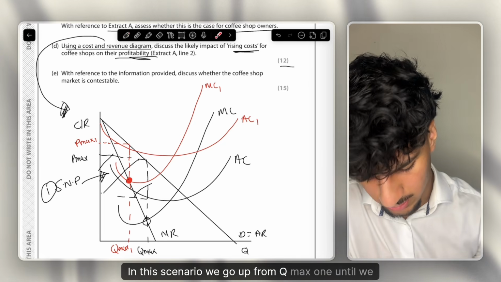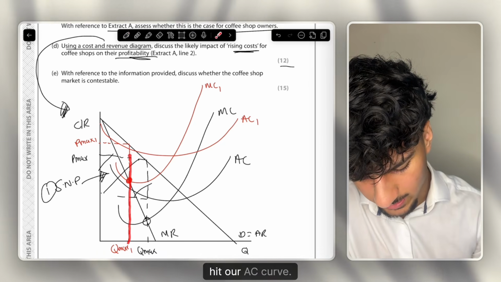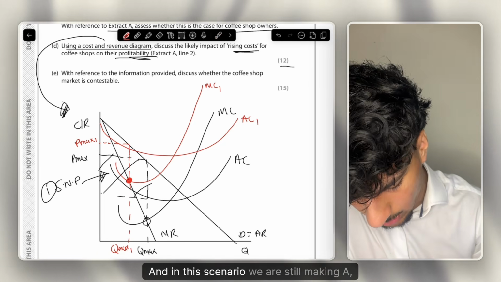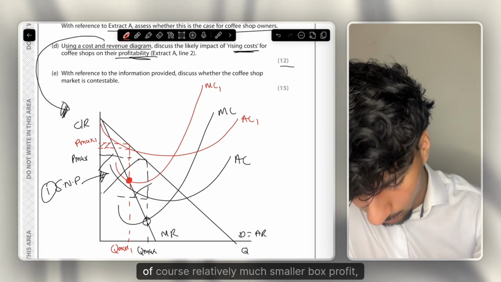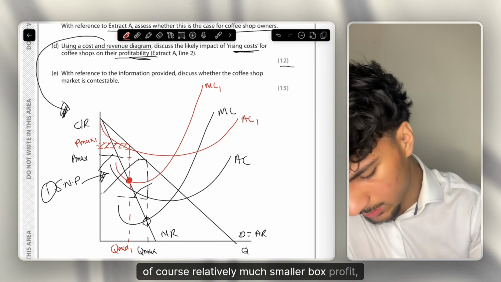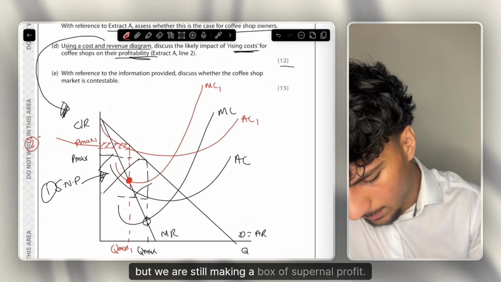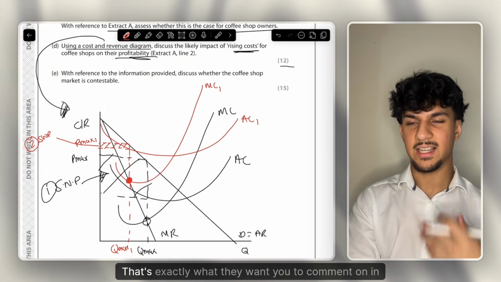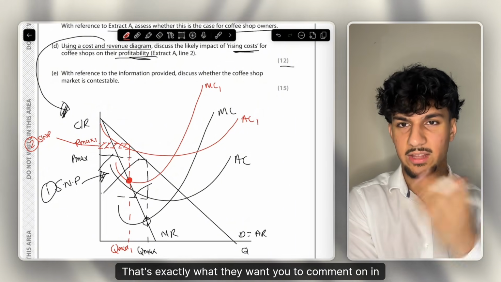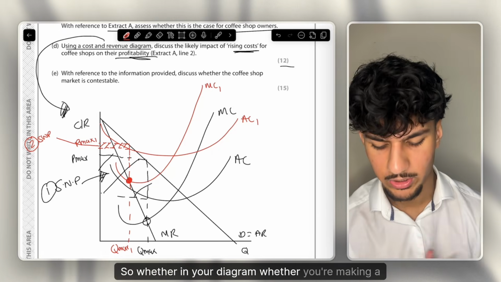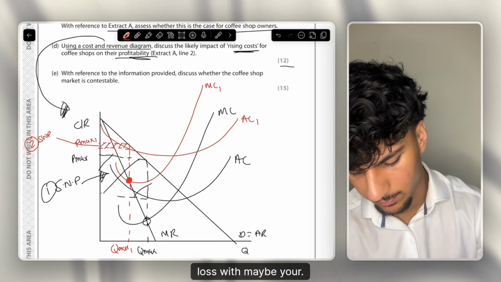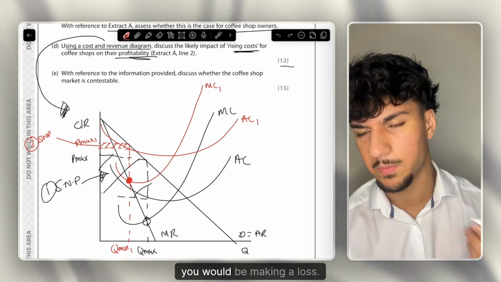We go up from Qmax1 until we hit our AC curve, and in this scenario we are still making a, of course, relatively much smaller box of supernormal profit, but we are still making a box of supernormal profit. And that's exactly what they want you to comment on in the chain of analysis. Whether in your diagram you're making a loss, maybe if your AC was somewhere up here, you would be making a loss.